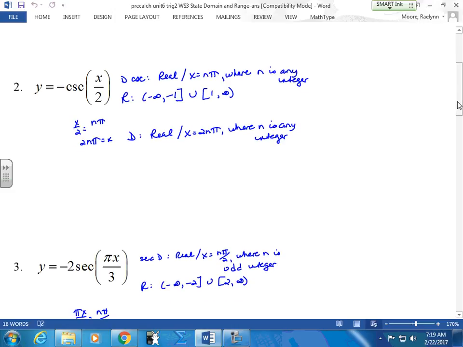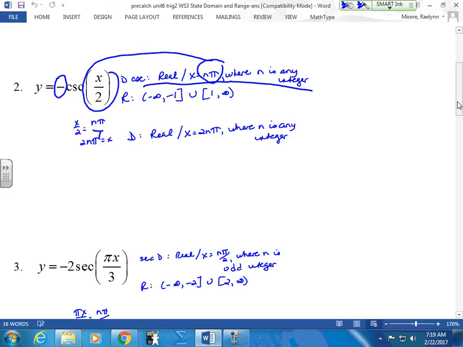Cosecant, your c's work the same. This one has a reflection, but the reflection isn't going to bother my range, and it's not going to bother where my asymptotes go, because the zeros are still at the zeros. So the reflection has no bearing on your domain or range right here. Start with your cosecant curve. Take this piece and set this equal to this piece, and solve for x. And bring down this qualifier.